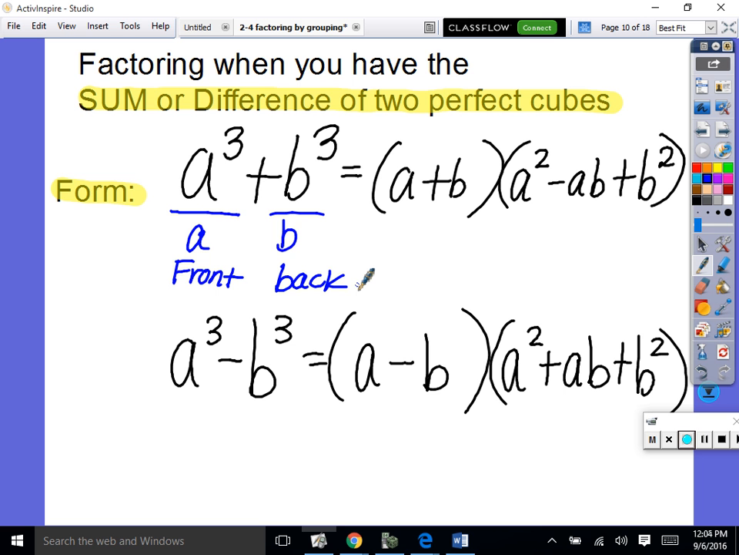This song doesn't start till here, and it goes like this. The front with the front, then the front with the back, then the back with the back. I'm going to do it again. The front with the front, then the front with the back, then the back with the back. If you notice, front with the front would be a times a. Then the front with the back was a times b. Then the back with the back was b times b. So that's how that song goes.